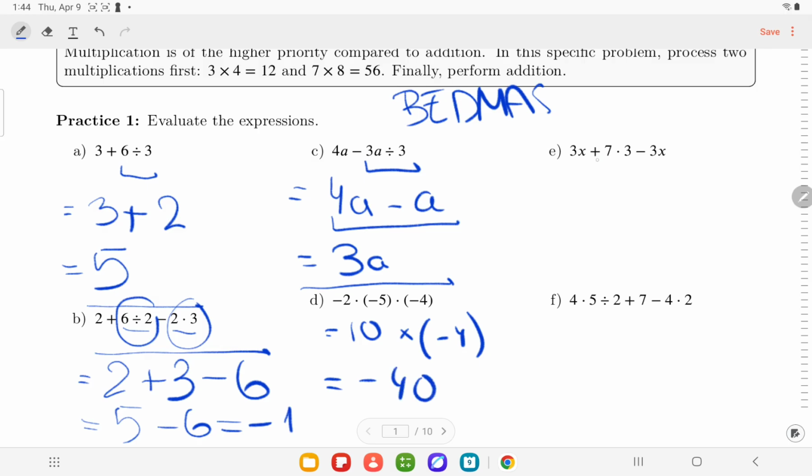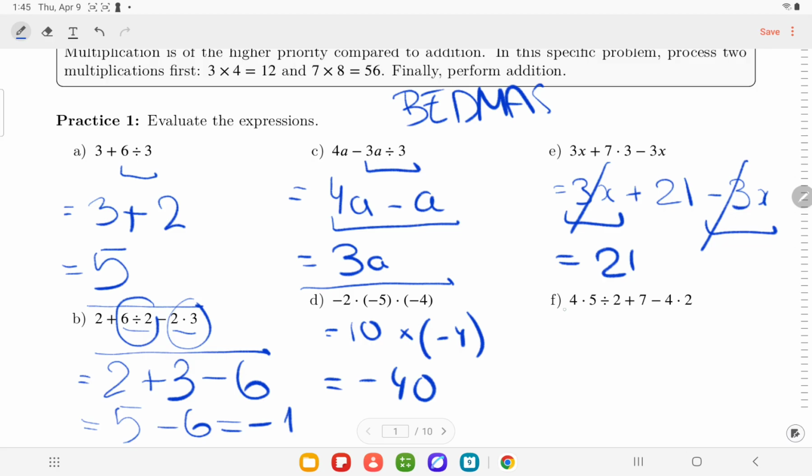For E, we start with multiplication here. So 3x plus 21 minus 3x. And as we can see, the 3x's can cancel out. And so we end up with 21.